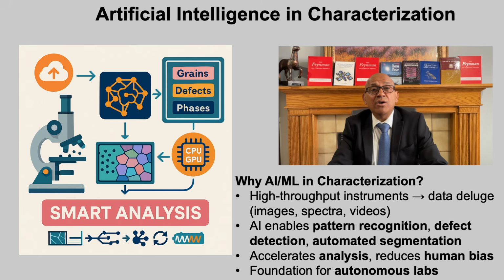Machine learning already permeates nearly every branch of characterization. Convolutional neural networks classify phases from diffraction or microscopy patterns. Clustering algorithms decompose overlapping Raman peaks, and reinforcement learning is beginning to guide autonomous microscopes that tune focus, exposure, and scan paths in real time.